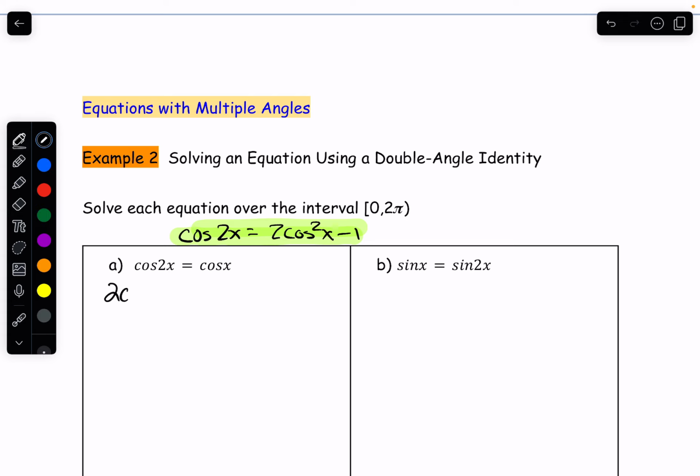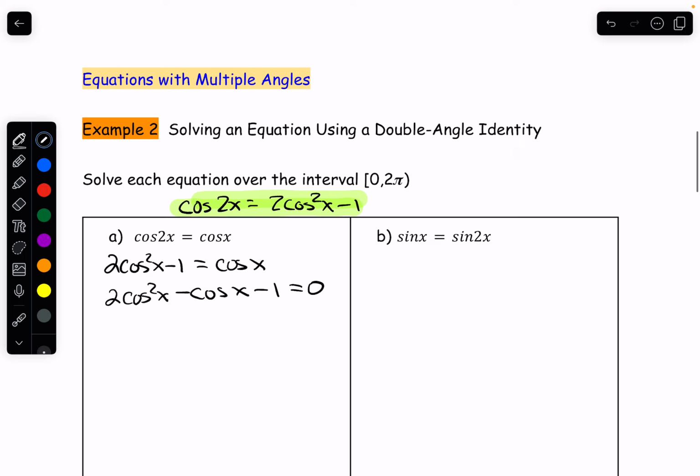So we're going to start by replacing this cosine of 2x with 2 cosine squared x minus 1. Hopefully you might recognize that this is a quadratic equation, or at least it looks like a quadratic equation because of the presence of the squared.